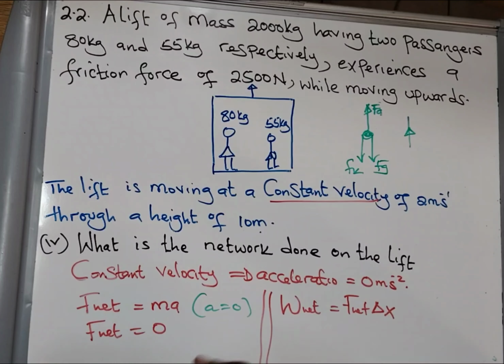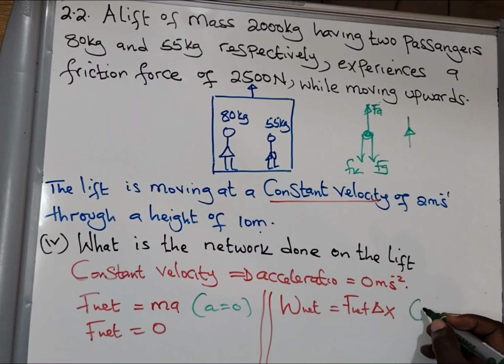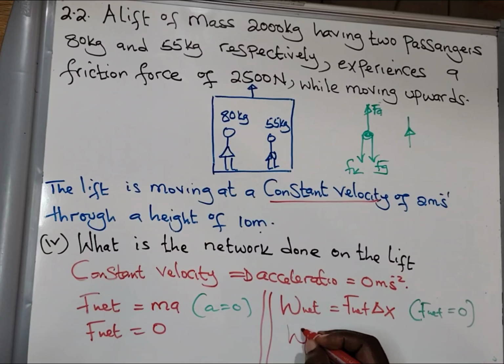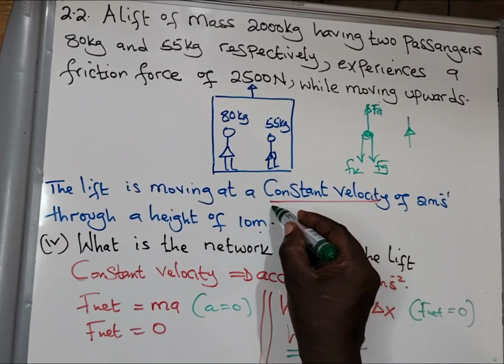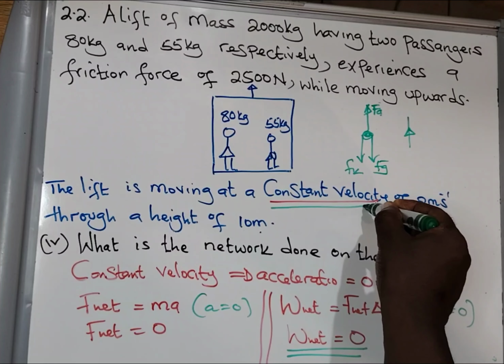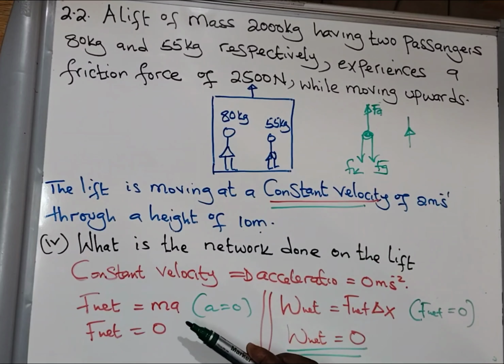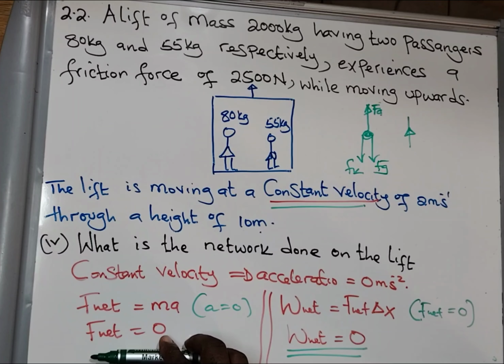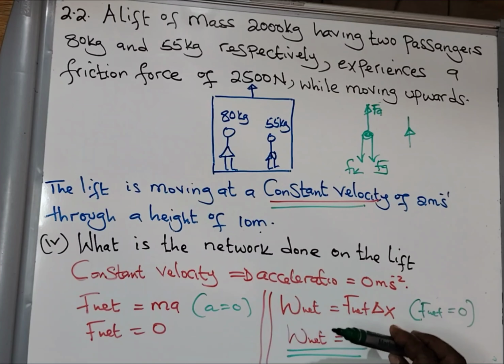So if F net is 0, then it means that work net is 0. You see, all these are caused by one term: constant velocity. Let me take you through. Constant velocity made acceleration 0. When acceleration is 0, then F net is 0. When F net is 0, work net is 0.